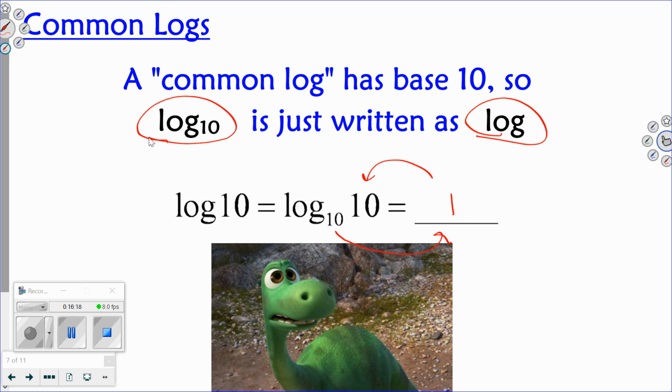So in your calculator right now, go ahead and hit log and then type in 10. 1. Because your calculator is putting in a base of 10. That's just by default what it goes to. So 10 to what power equals 10? It is a 1.